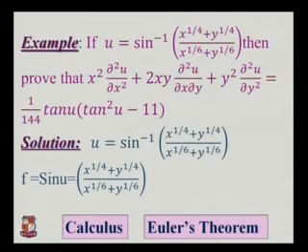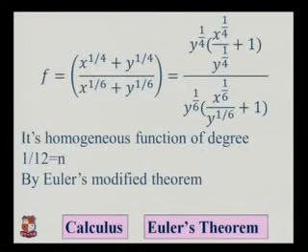We can write f of u, that is sin u, is equal to (x raised to 1 by 4 plus y raised to 1 by 4) upon (x raised to 1 by 6 plus y raised to 1 by 6). So we can take y raised to 1 by 4 common: x raised to 1 by 4 upon y raised to 1 by 4 plus 1, and upon y raised to 1 by 6 into (x raised to 1 by 6 upon y raised to 1 by 6 plus 1). It is a homogeneous function of degree n equal to 1 by 12.